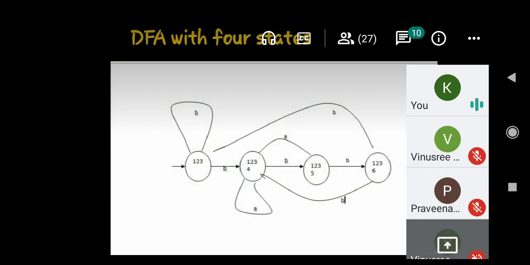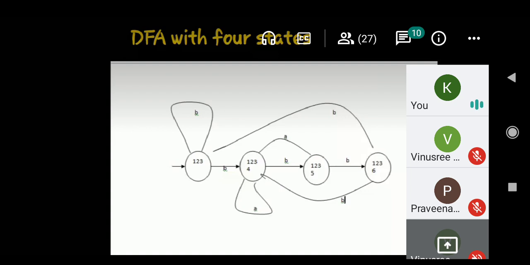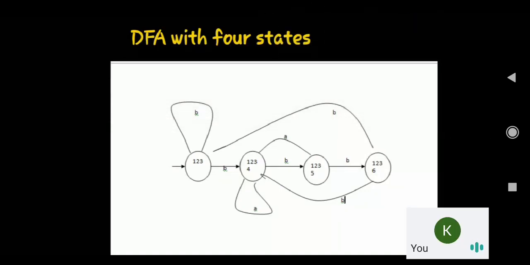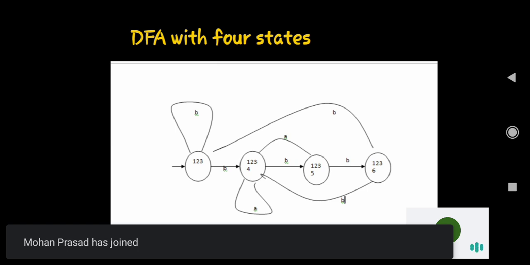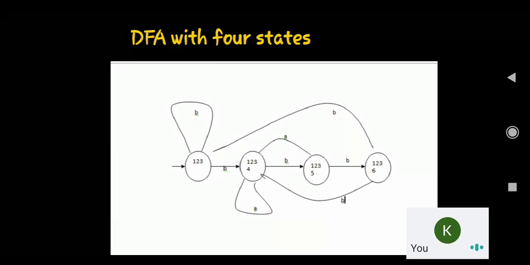And in the previous diagram, every state was named using alphabets. Here in this diagrammatic representation, we are naming the states using numbers. So the first state name is 1 2 3, the second state name is 1 2 3 4, the third state name is 1 2 3 5, and the fourth state name is 1 2 3 6. So we have 4 states, where the fourth state is going to be the final state, or else we call it an accepting state.